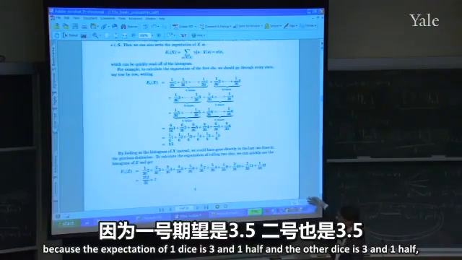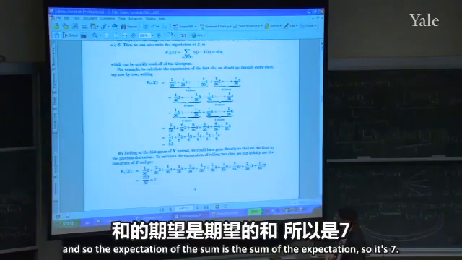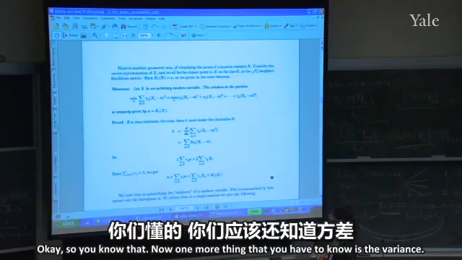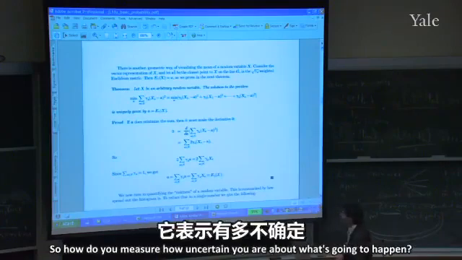1 dice is 3.5 and the other dice is 3.5, and so the expectation of the sum is the sum of the expectations, so it's 7. Okay, so you know that. Now, one more thing that you have to know is the variance. So how do you measure how uncertain you are about what's going to happen?